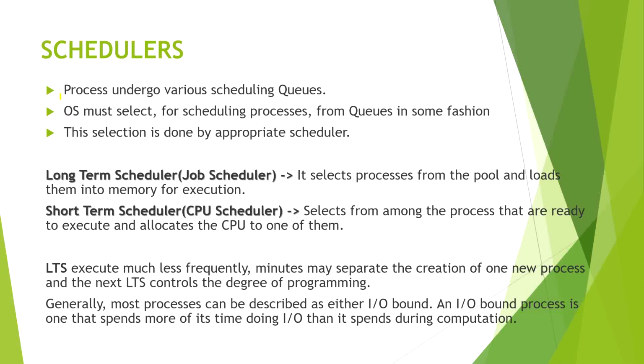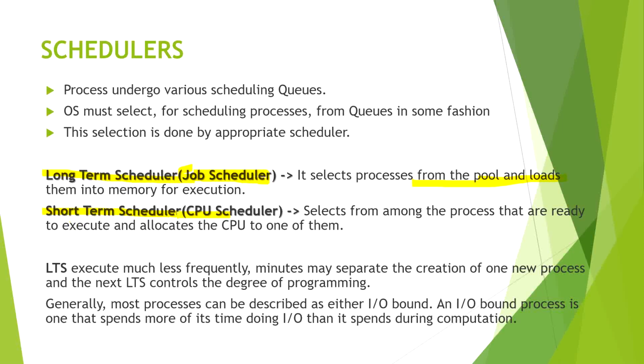So there are two types of schedulers. One is the long term scheduler and the second one is the short term scheduler. The long term scheduler, which is also known as the job scheduler, selects processes from the pool. So there is a pool of processes from which we have to select one and execute it. This is done by the long term scheduler, meaning LTS.